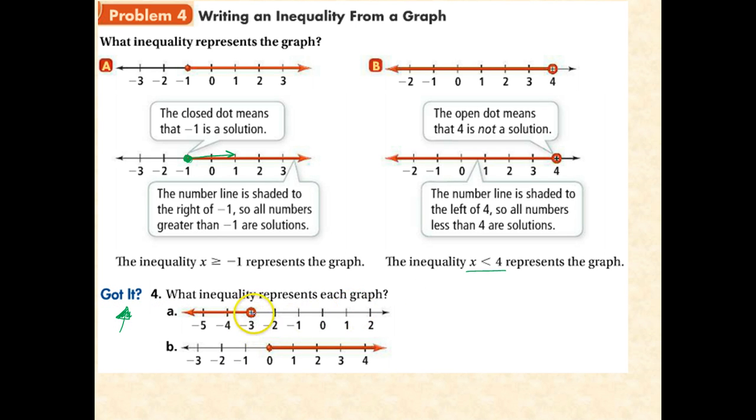So this graph starts at -3, and we go less than -3 because we're going to the left, less than, but not equal to. So just x less than -3. On this one, we're going to the right, which is greater than, but we have a solid circle here, so that's greater than or equal to 0. X greater than or equal to 0.